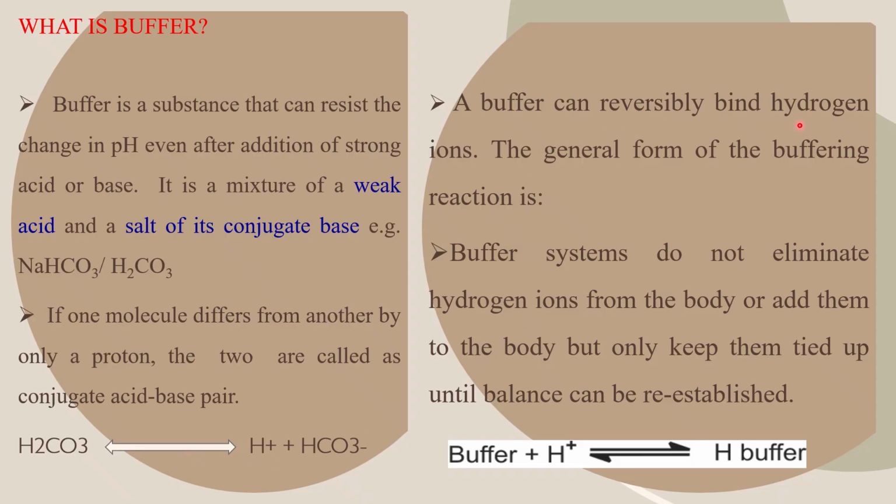A buffer can reversibly bind hydrogen ions. The buffer system does not eliminate hydrogen ions from the body or add them to the body, but only keeps them tied up until the balance can be re-established. So overall, in a nutshell, the concept of buffer is like that. If there is an excess of H plus ion concentration, the buffer catches it and maintains the pH. If there is a deficiency of hydrogen ion in the blood, the buffer releases the H plus ion and maintains the pH. This is the mechanism of how a buffer works.